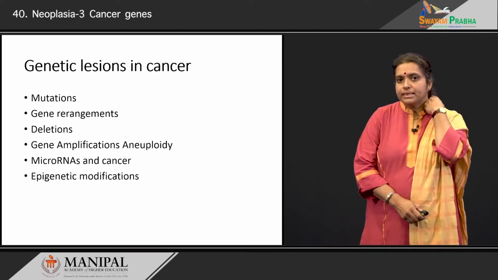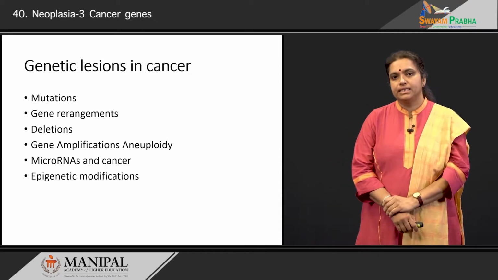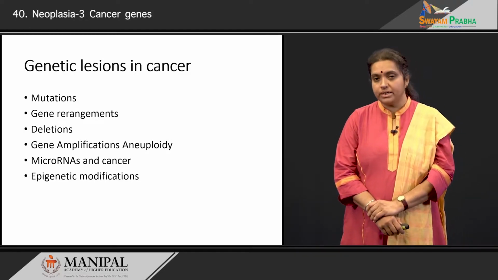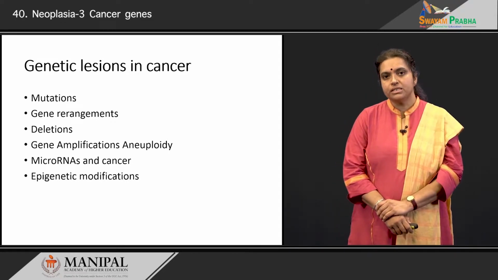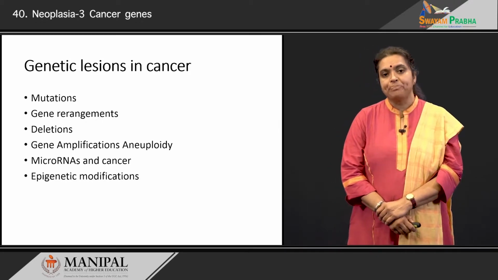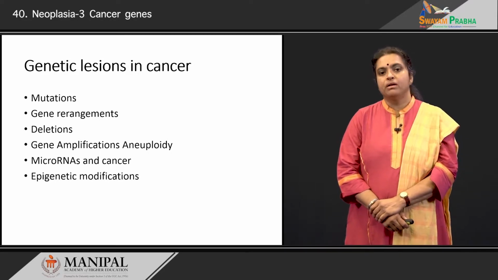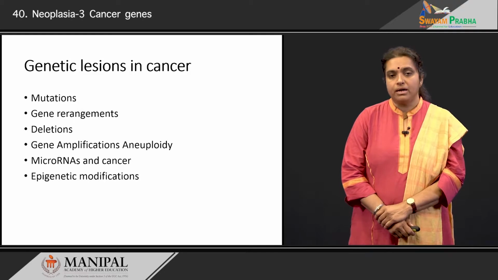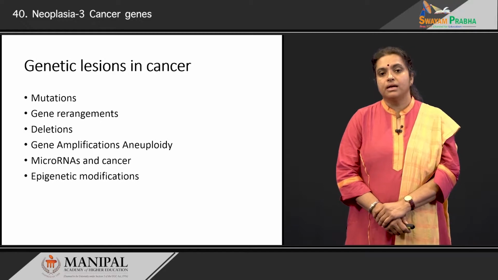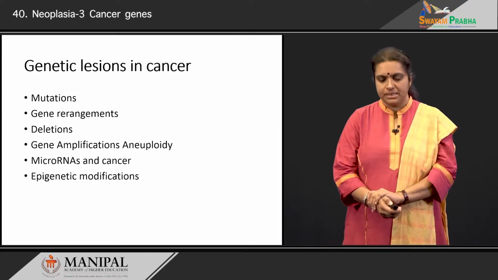Right. So, those are the two kinds of mutations. What are the actual genetic lesions that can occur apart from mutations? You have gene rearrangements, you can have deletions of genes or even a certain length of chromosomes. You can have genetic amplifications, you can have aneuploidy. We also know that microRNAs play an important role in carcinogenesis. And finally, we can have epigenetic modifications. Now, we will go into each of these very briefly.